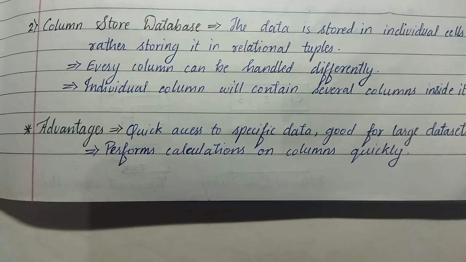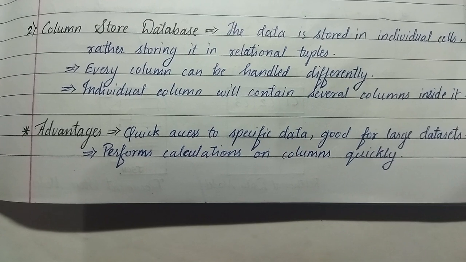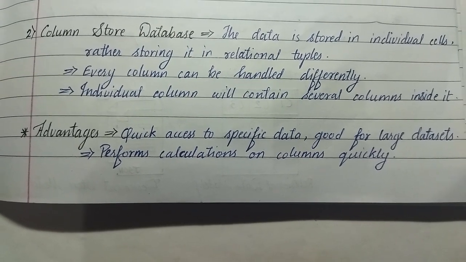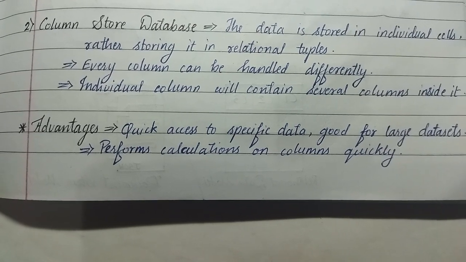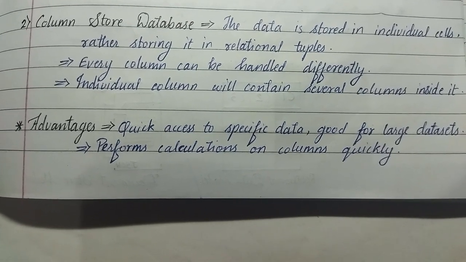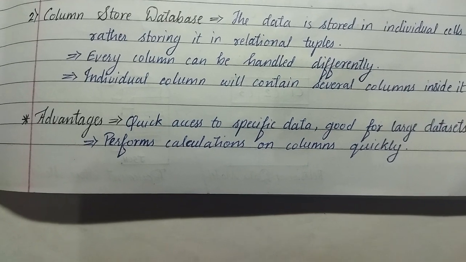So the second type is column store database, and the data is stored in individual cells rather than storing it in relational tuples, and every column can be handled differently. Individual column will contain several columns inside it.